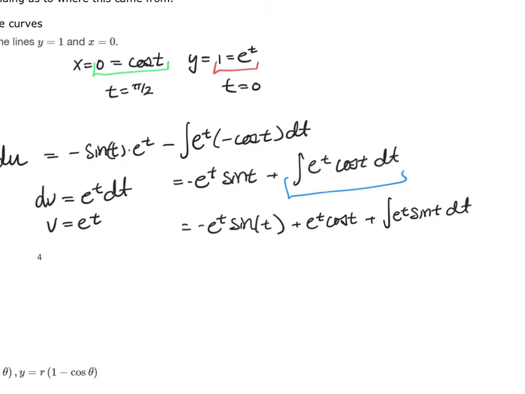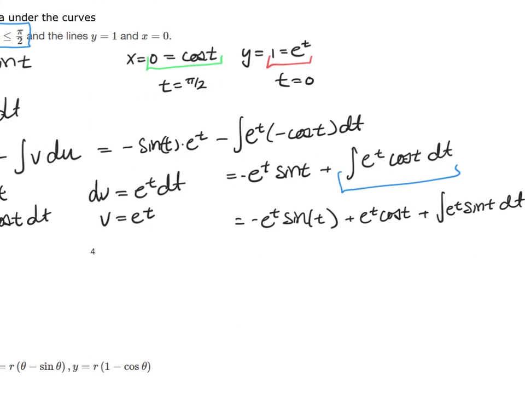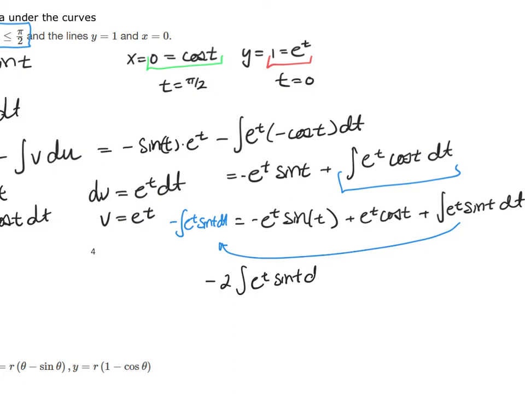Now remember, what I started out with way over here was the integration of negative e to the t, the sine of t dt. If you remember from integration by parts, when I start to cycle through, then I go ahead and move this to the other side, and so I get negative 2, because I now have 2 of them, e to the t, the sine of t dt is equal to negative e to the t sine of t plus e to the t, the cosine of t.